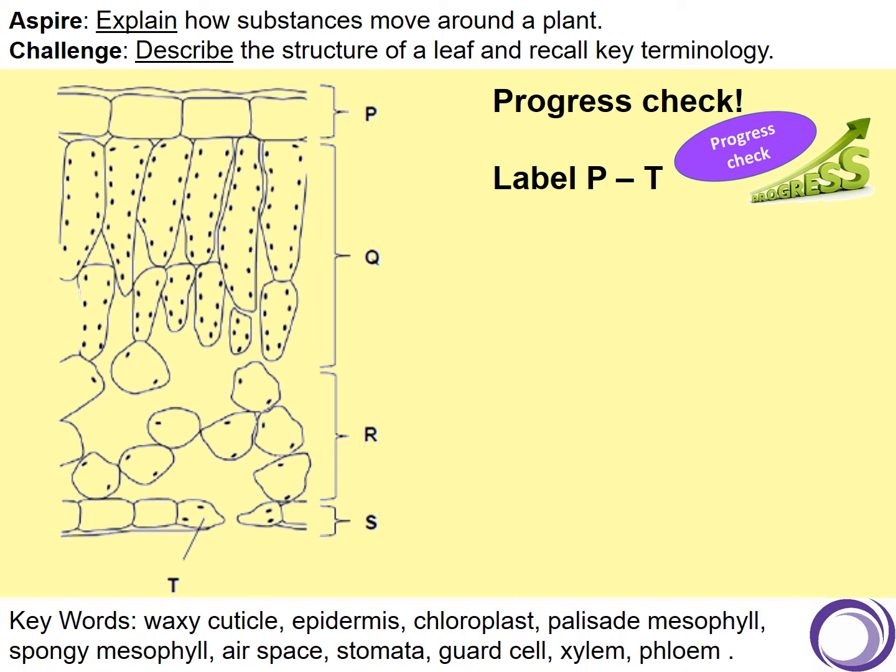So a quick progress check just to double check you're happy with it all. P down to T, we did this right at the beginning of the lesson. Again, I'm not apologising for going through this again and again. They are such badly done questions in exams. If you can get this, you're ahead of the game. So P to T, 1, 2, 3, 4, 5. 5 names, off you go. I'm going to give you 30 seconds.